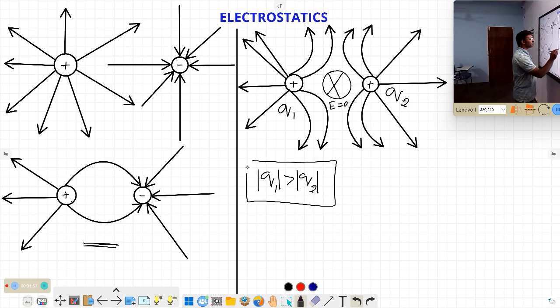How can we say this? Just count the number of lines here: 1, 2, 3, 4, 5, 6, 7, 8, like that. The more the number of lines, the more the magnitude; the fewer the lines, the less the magnitude. The first contains more lines, the second contains fewer lines. So I can say Q1 is greater than Q2. This line of force concept also explains the strength of the field. The more the number of lines, the stronger the electric field; the fewer the lines, the weaker the electric field. Like that, you can explain the concept.